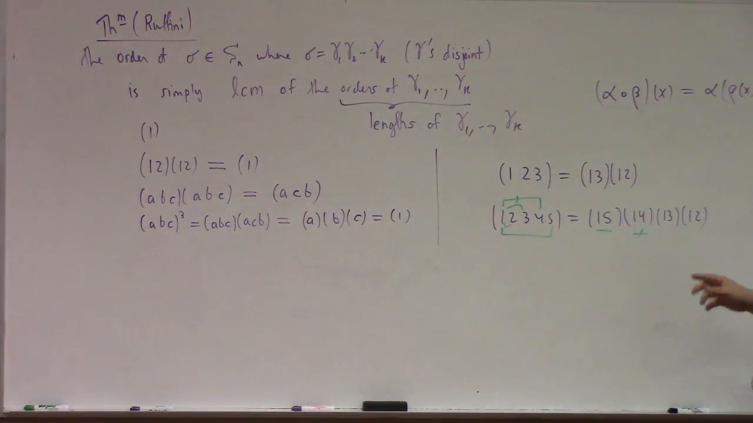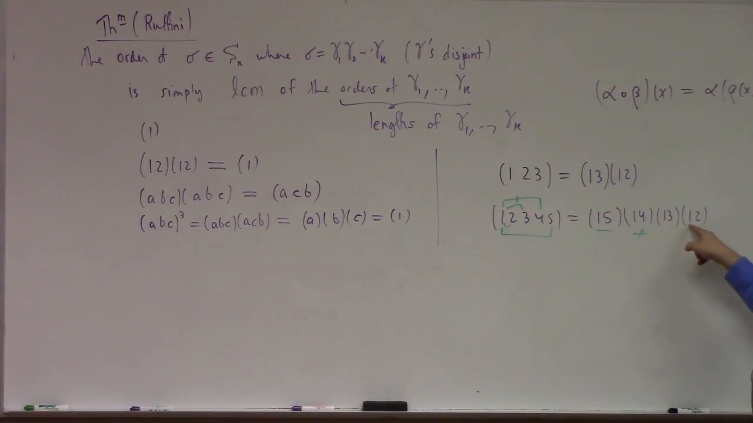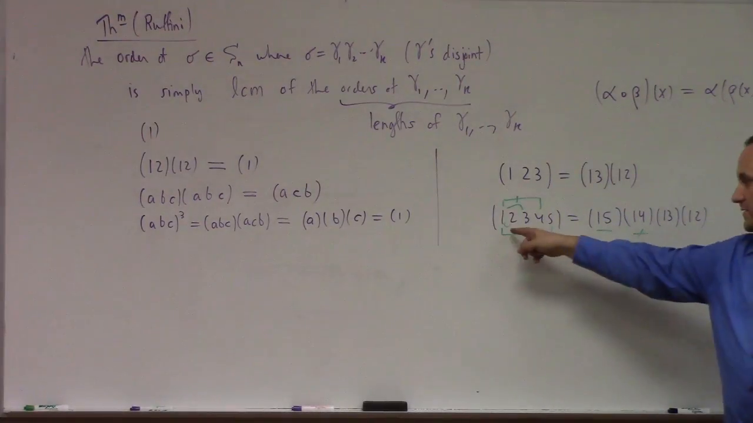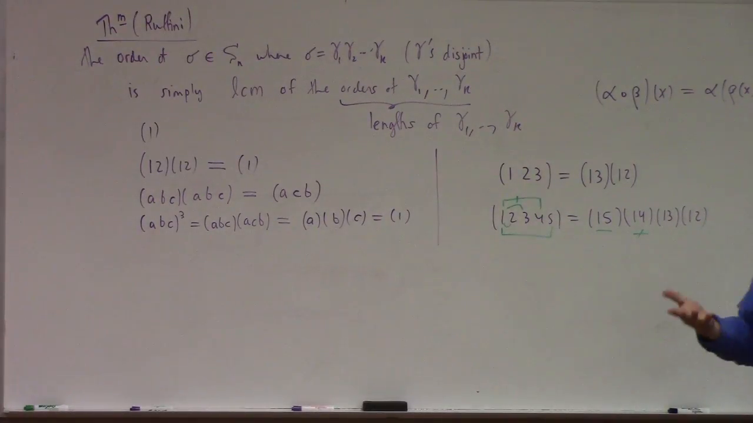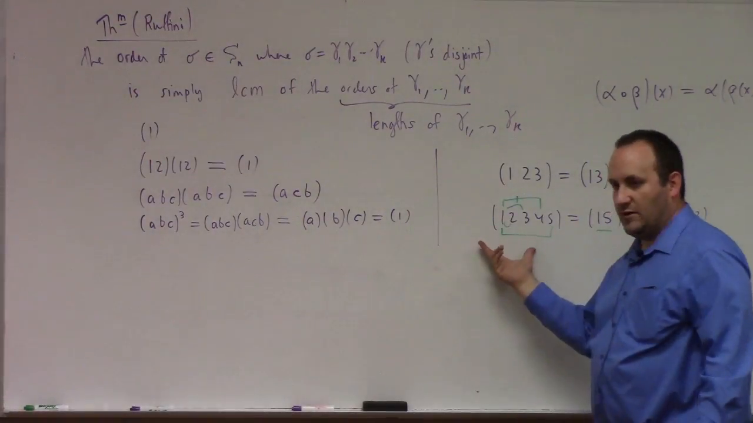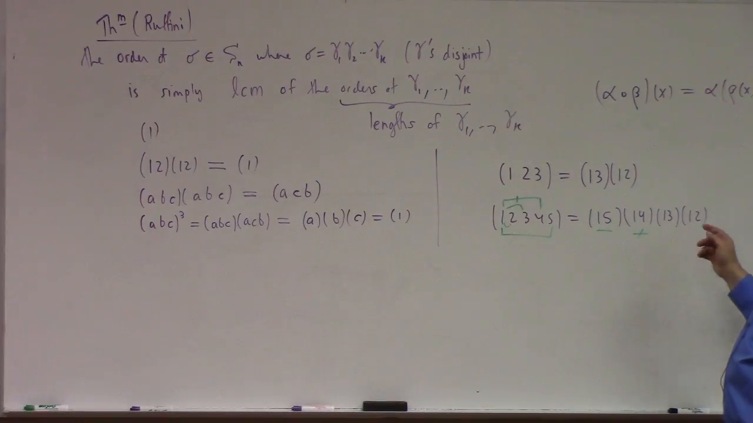And then you can try it out. Send 1: 1 goes to 2, 2 goes nowhere. So 1 goes to 2. Send in 2: 2 goes to 1, but then 1 goes to 3, 3 goes nowhere. 2 goes to 3. And so you see this. So in that way you can rewrite any cycle as a product of, these are called transpositions, 2 cycles.